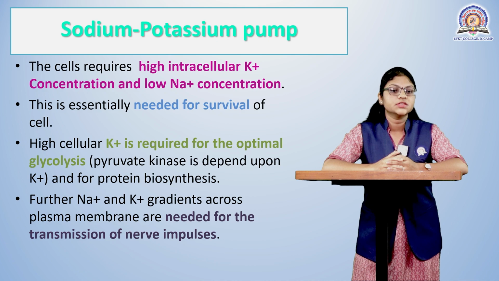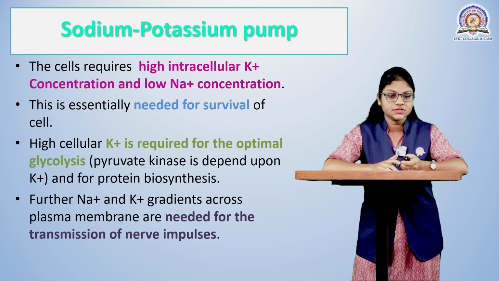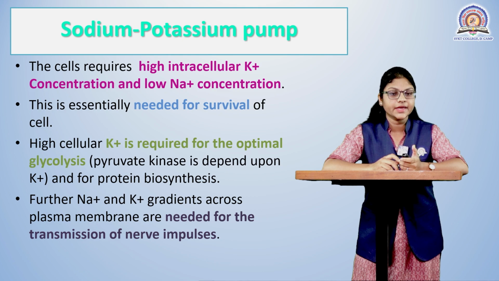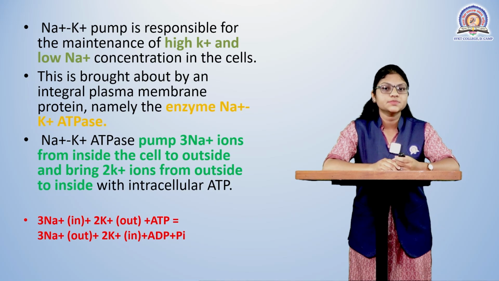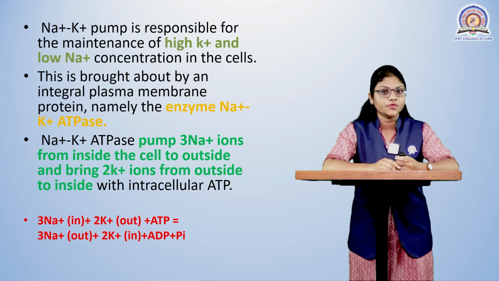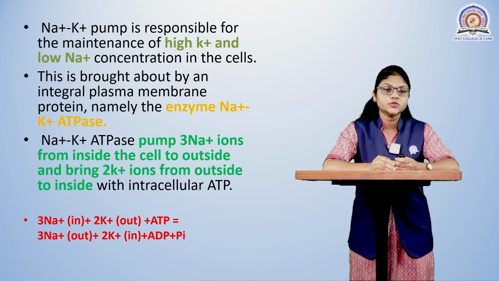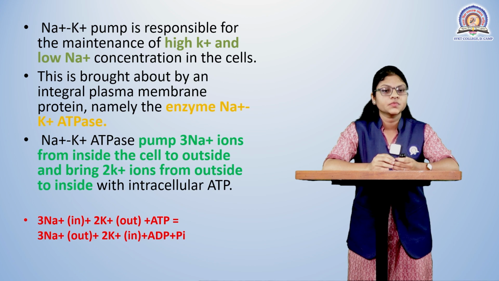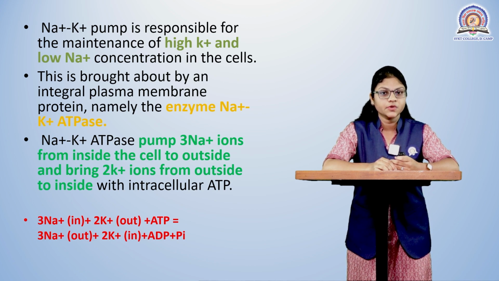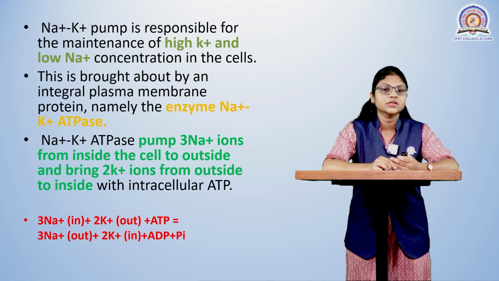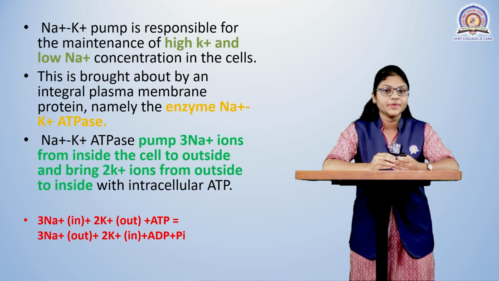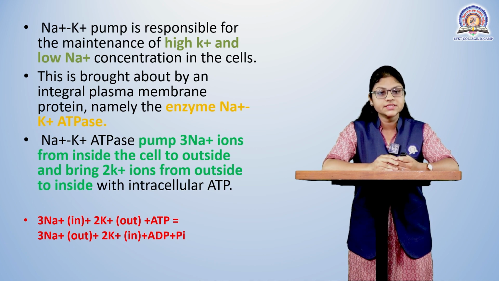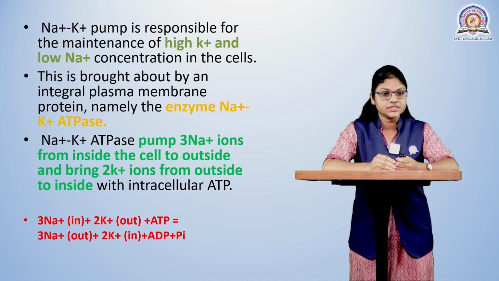The sodium and potassium gradient is also needed for the transmission of nerve impulses, so the message can be transferred to the brain and our body can respond to external stimuli. This pump is responsible for maintaining a high potassium concentration and low sodium concentration inside the cell. This process is carried out by the enzyme called sodium potassium ATPase. It pumps out 3 sodium ions outside the cell and takes the 2 potassium ions inside the cell.